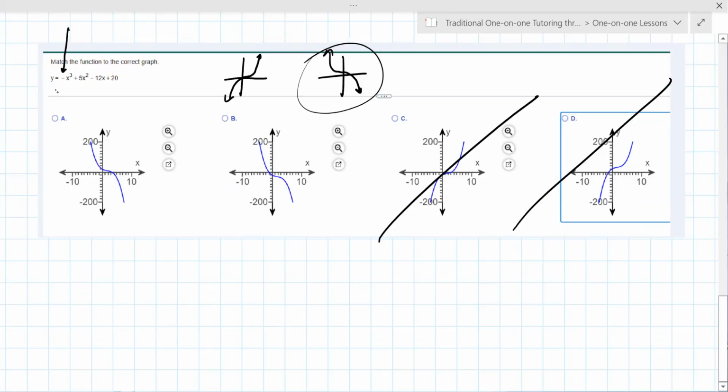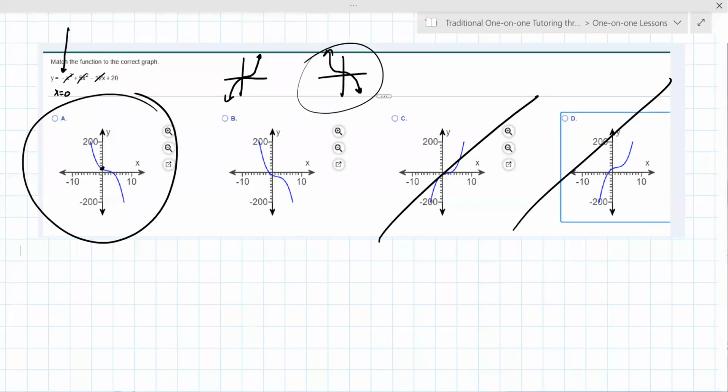And then when x is 0, all the terms go away except for that last one. So y is 20. And you can see in graph B, it crosses below the x-axis, and that's how you know right away, okay, it must be letter A. We could, of course, graph this if we needed to. All right, number 6.